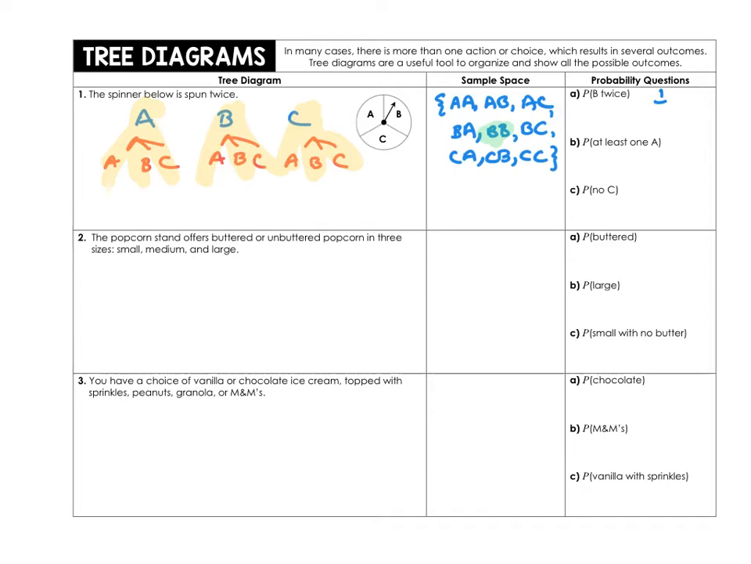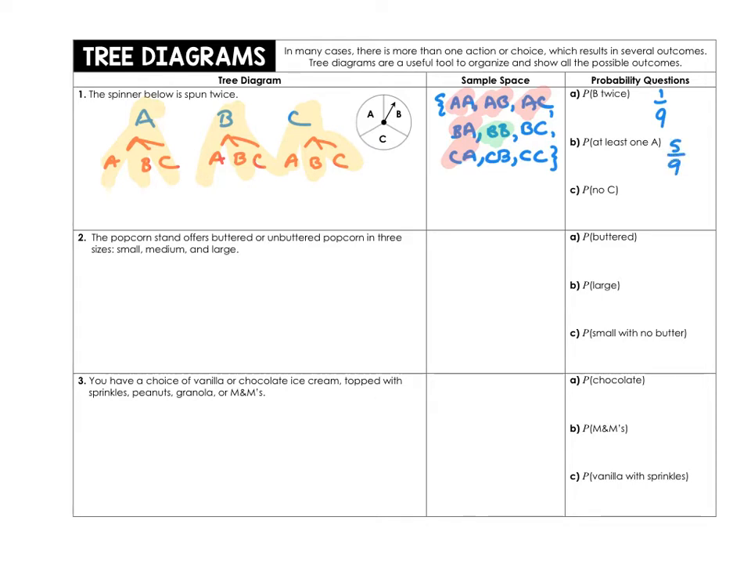All right, so what's the probability that you would get A at least once? Okay, so I'll use red highlighter for that. So I've got AA. That counts because it says at least once, not only once. AB, AC, BA, CA. So that happens to be 4 out of 9. Oh, I'm sorry, 5. Guys, I really can count. 5 out of 9 times.